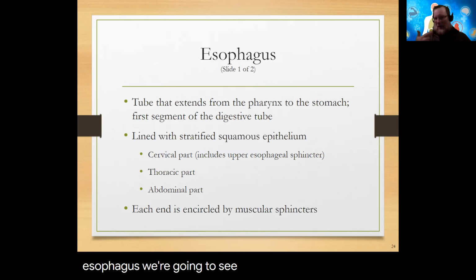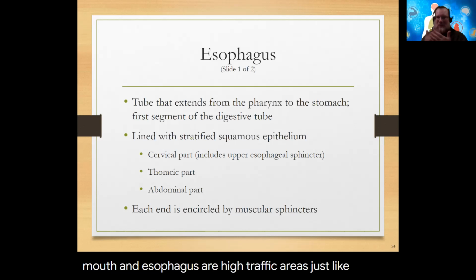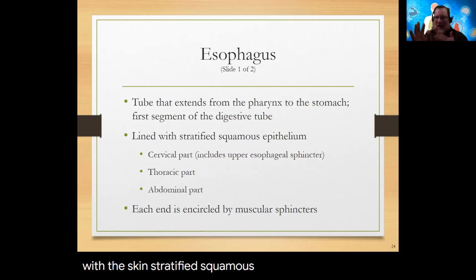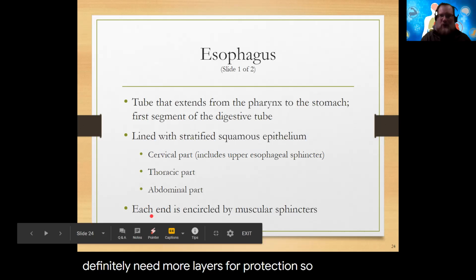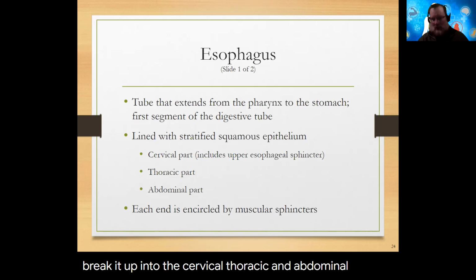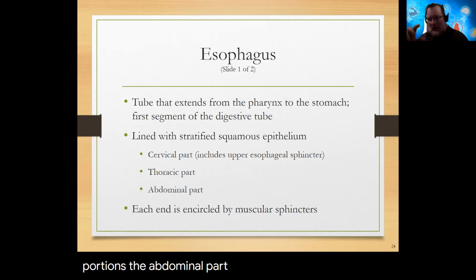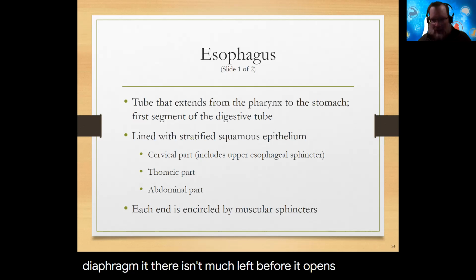We're going to see the reason for that is the mouth and esophagus are high traffic areas, just like we see with the skin, stratified squamous, high traffic area. So we definitely need more layers for protection. So we do break it up into the cervical, thoracic, and abdominal portions. The abdominal part is going to be relatively short. And once the esophagus passes through the diaphragm, there isn't much left before it opens up into the stomach.